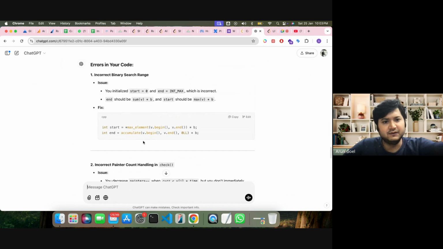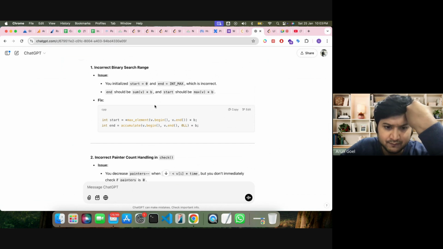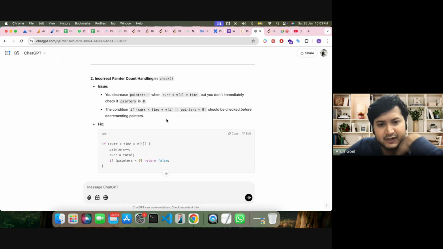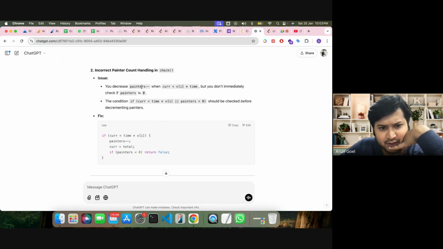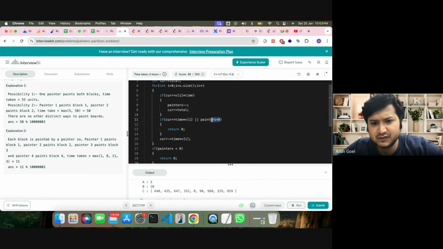Okay, ऊपर से पढ़ते हैं. You initialize start with 0 and end with int max, which is incorrect. Okay, and should be, I think ये तो सही है. I think हम लोगों ने गलत तो नहीं किया है. हाँ, ये तो सर्च स्पेस रिड्यूस हो रहा है बस. Incorrect painter count handling. I think वो decrease the painters when current is lesser than, ठीक है, but you don't immediately check if painters is 0 or not. But वो तो हम check कर रहे हैं, right? हम लोग यहाँ पे check कर रहे हैं ना, that if painters is, see, we are checking.